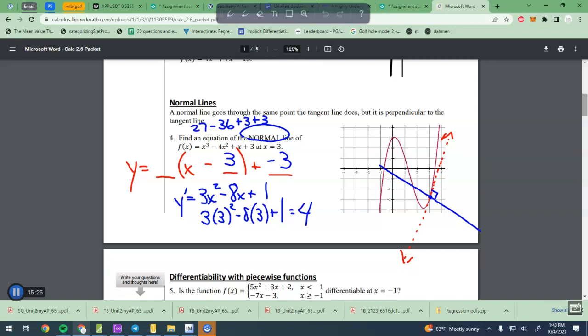That makes sense, that should be 4. It's going up pretty steep, right? If they ask me for the equation of the tangent line, I would put 4 there and it'd be done. But they're asking for the normal line. So I put a negative 1/4 there, and I'm done. That's the slope of the normal line, and I took the negative reciprocal of that slope. Right or what?